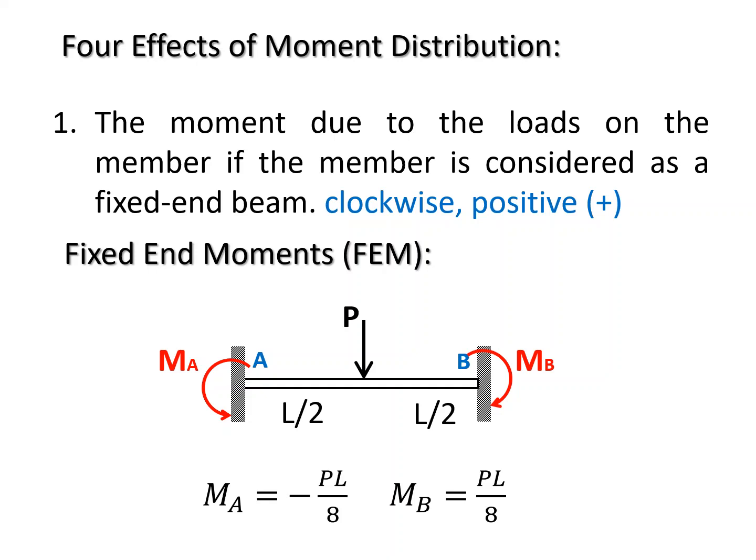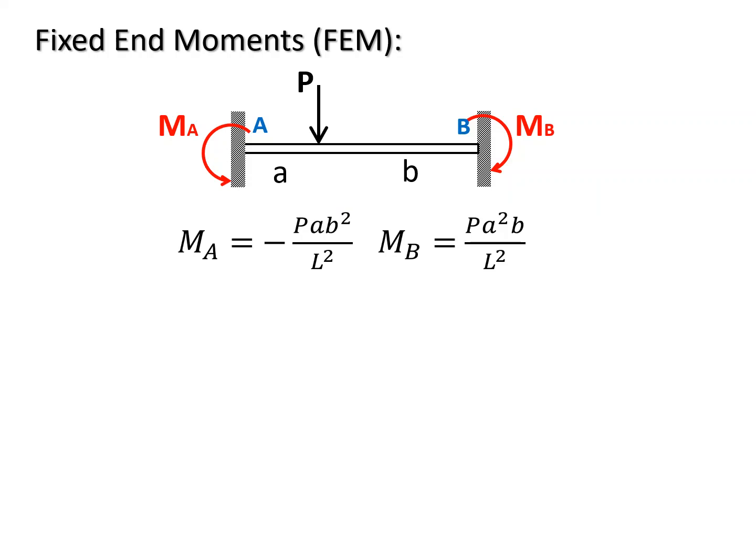Another, we have this type of P force which is applied a certain distance A from capital letter A and distance B from capital letter B, as you can see in the figure. So on the left side, it's going to be again counterclockwise, and the right side would be a clockwise direction. And as you observe, MA is different from MB, and for MA, it's going to be P A times the square of B over the square of L, while MB is P times the square of A times B over the square of L.